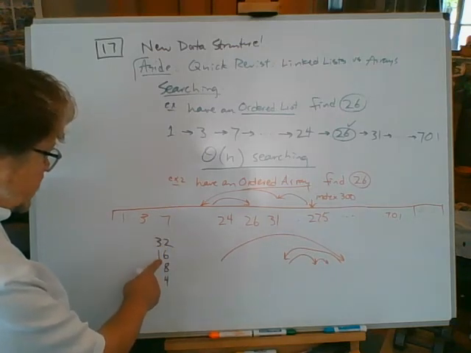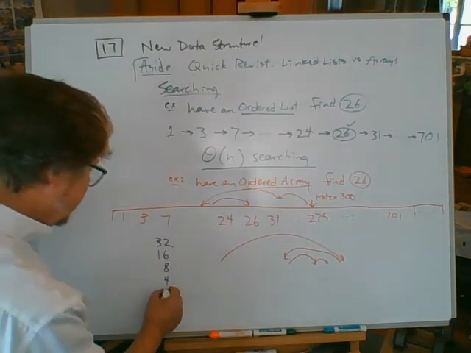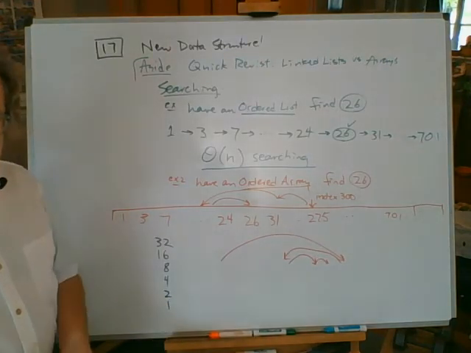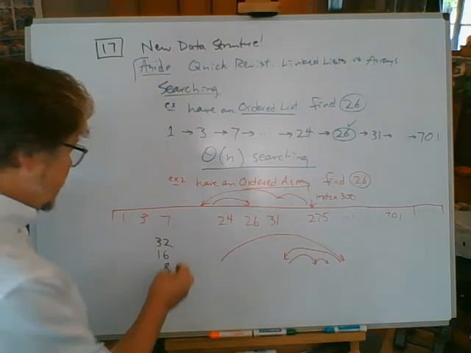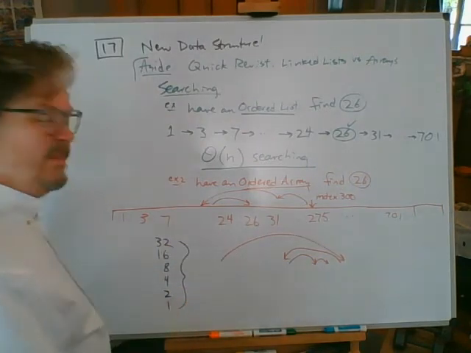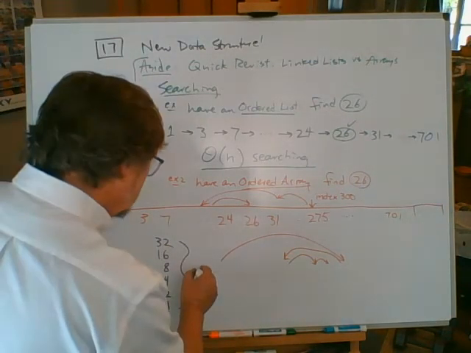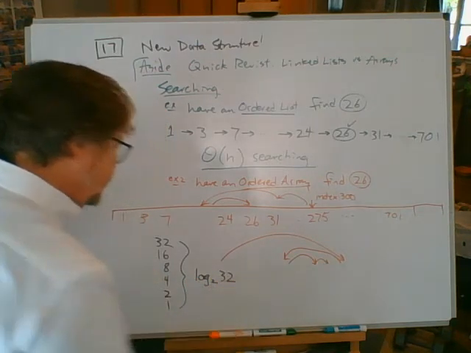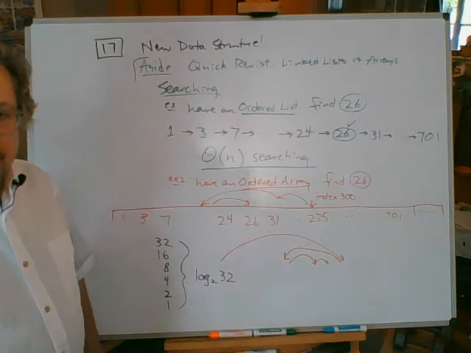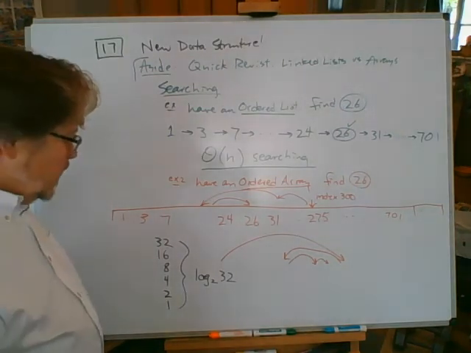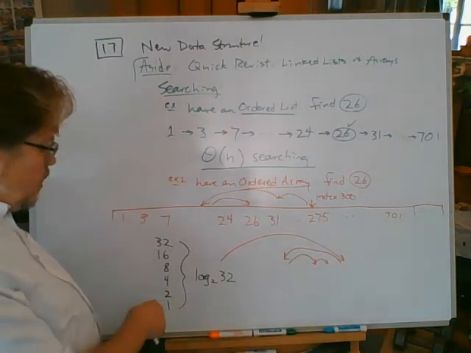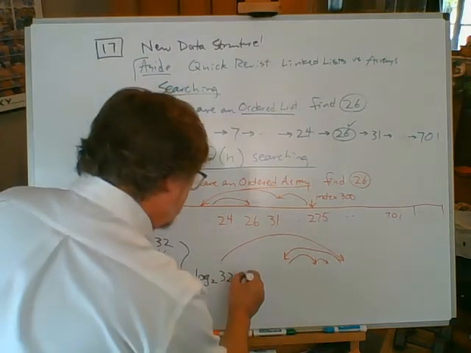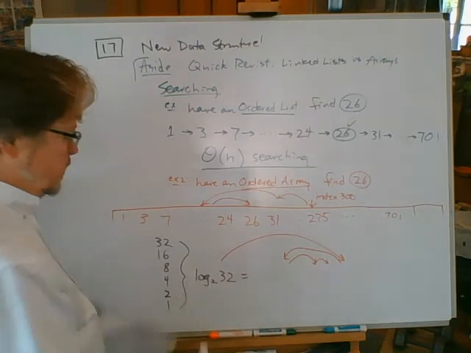32 cut in half once is 16. Cut in half again is 8. Cut in half, 4. Cut in half, 2. Cut in half, 1. And if we didn't find it then it's not there. This is how many times you can cut 32 in half, also known as log base 2 of 32. Logarithms, heard of those? A logarithm is the exponent you have to put on the little number to get the big number. Holy moly. What exponent do I have to put on 2 to get 32?